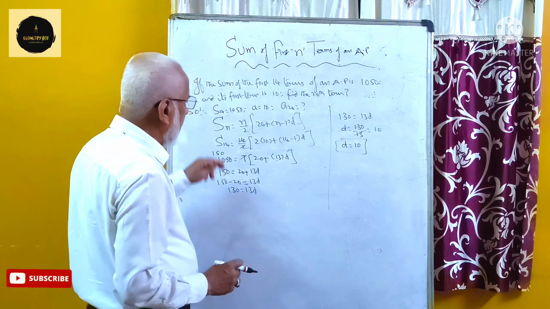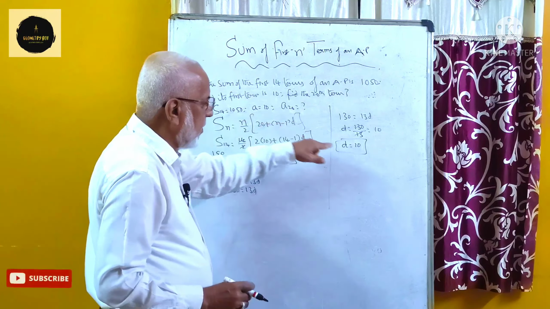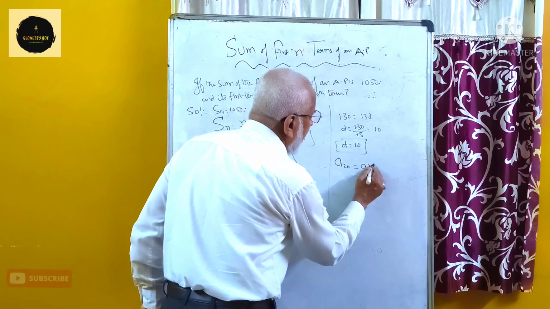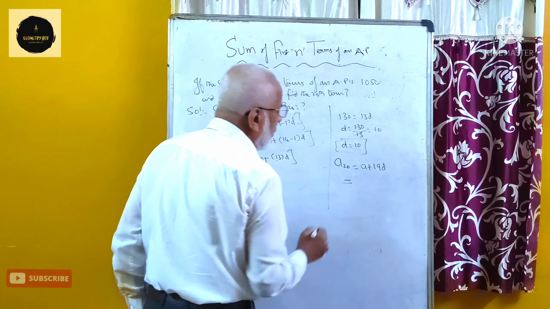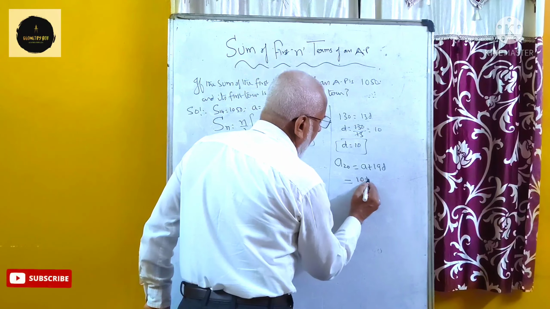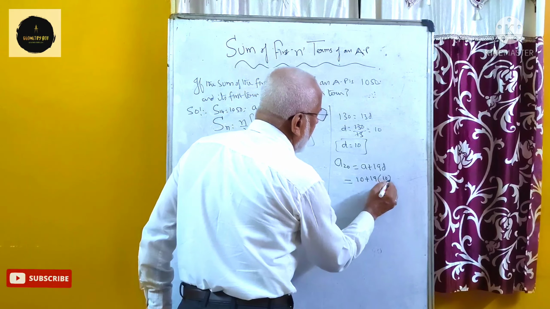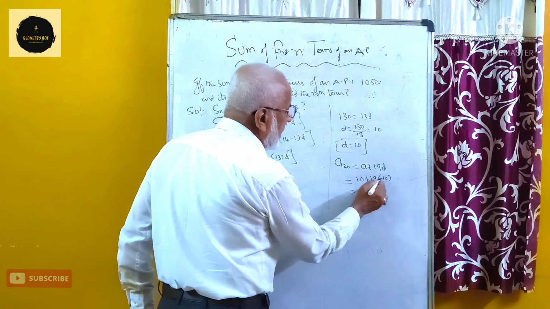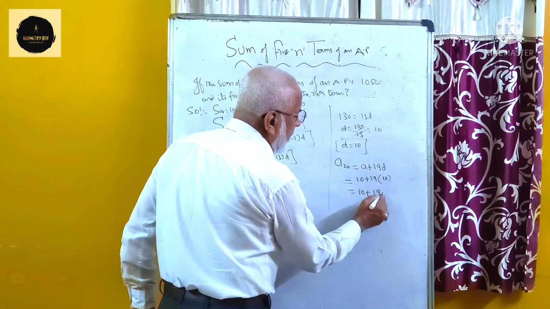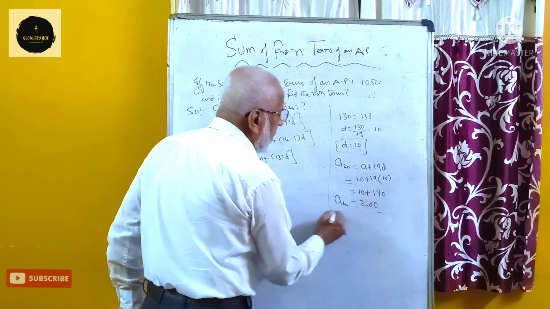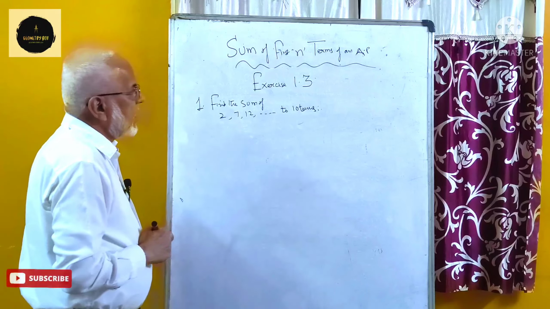Now we know the value of a is 10 and the value of d is 10. What we have to find is a20. a20 is equal to a plus 20 minus 1, that is 19, into d. Substituting the values, a is 10 and 19d is 19 into 10, which is 190. The sum of 10 and 190 is 200. So the 20th term is 200. These are the examples on the sum of the first n terms of an AP.